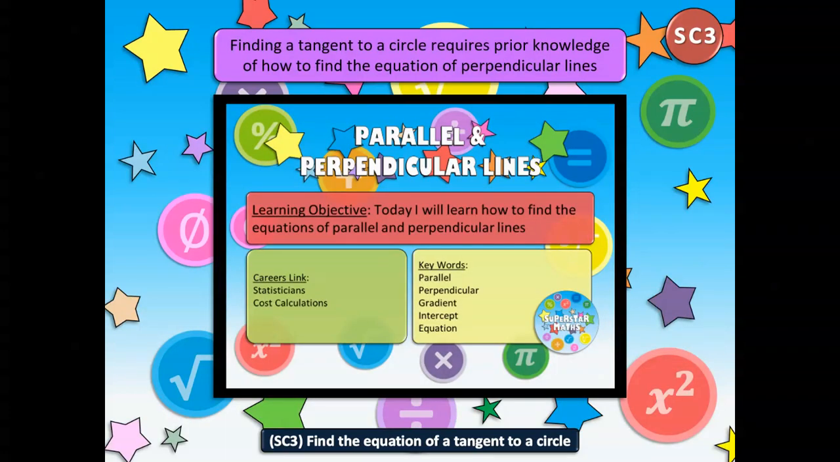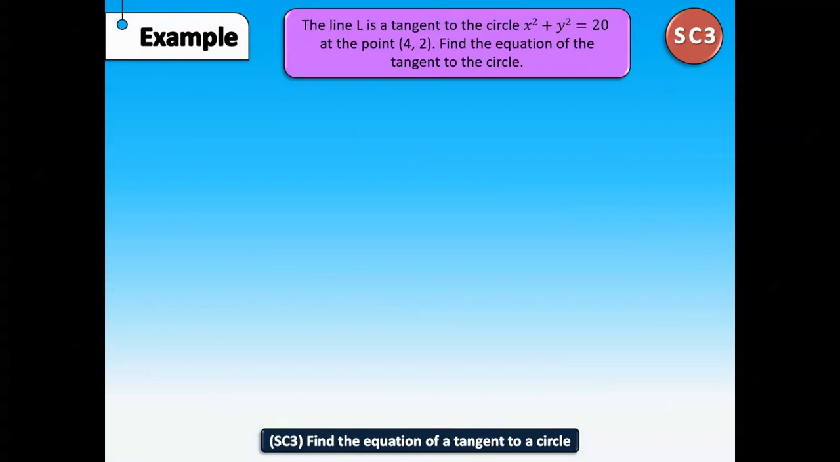So to find a tangent to a circle requires prior knowledge of how to find the equation of perpendicular lines. So if you're not confident on how to find the equation of perpendicular lines, have a look at our video on parallel and perpendicular lines. So this question says the line L is a tangent to the circle x squared plus y squared equals 20 at the point 4, 2. We want to find the equation of the tangent to the circle.